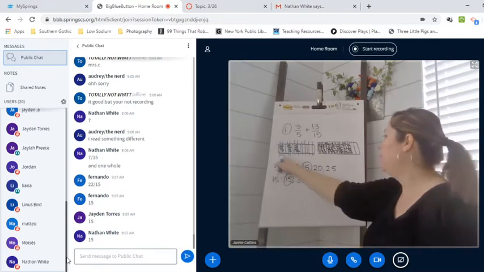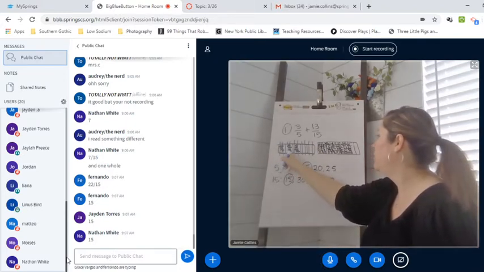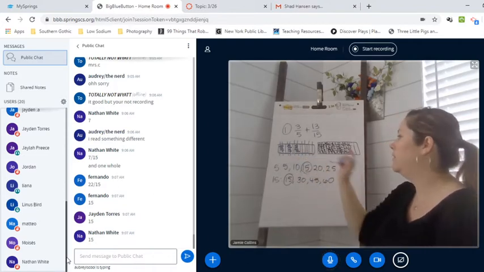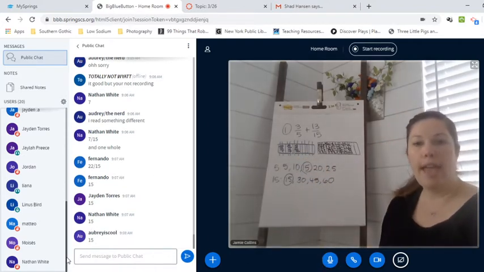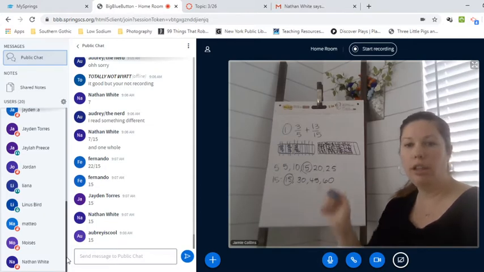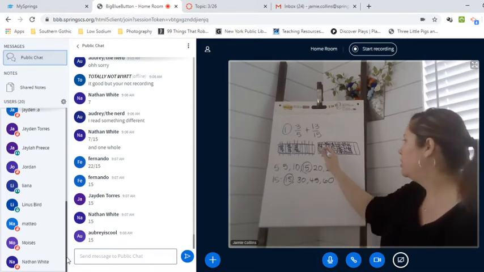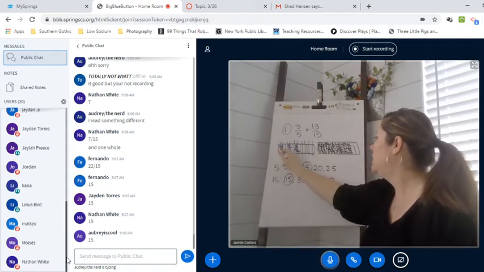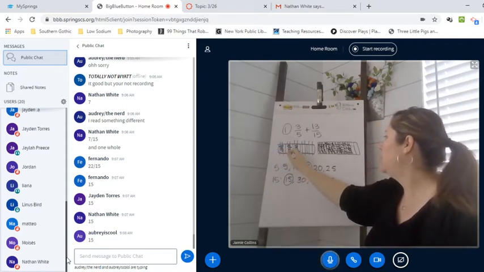And now I should have 15. 1, 2, 3, 4, 5, 6, 7, 8, 9, 10, 11, 12, 13, 14, 15. Okay, so now add all of your colored in bars. So I have 13 here, 14, 15, 16, 17, 18, 19, 20, 21, 22.